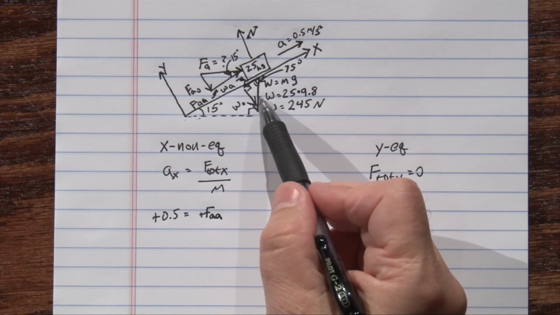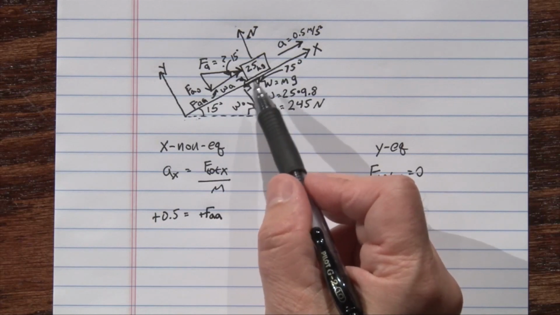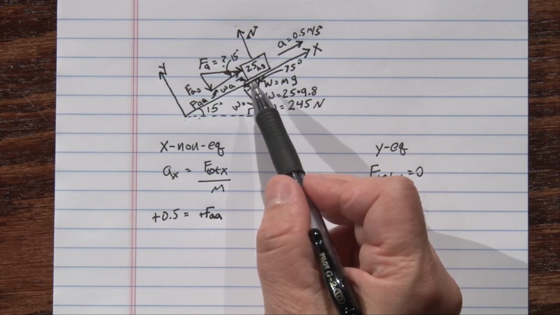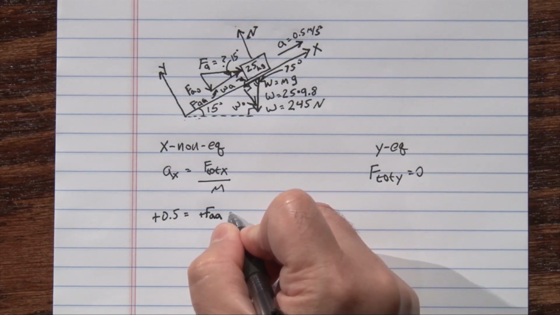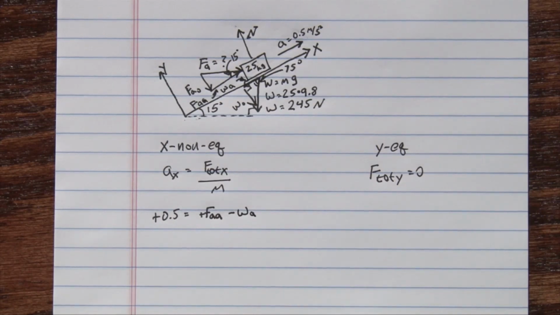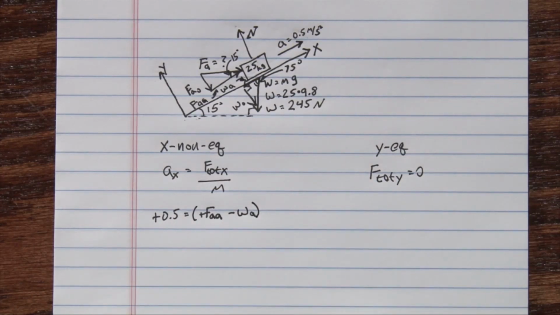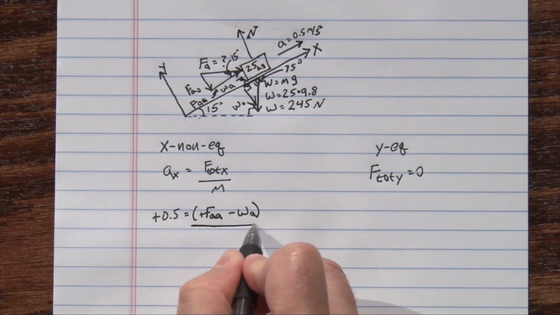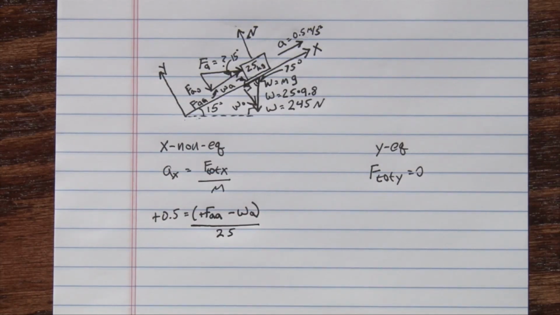Now, weight has a component that is in the negative x direction, or down the ramp, and that is this side of the weight triangle. And so that would be weight adjacent. But it's in the negative x direction, so that would be minus weight adjacent. And those are all of our forces in the x direction. So that, which I've written here in parentheses, is F total x. And we'll divide by the mass. The mass of the box is 25 kilograms.